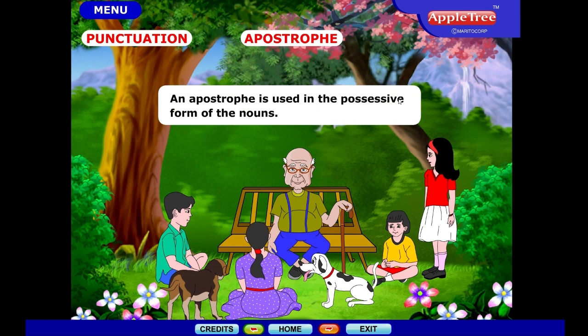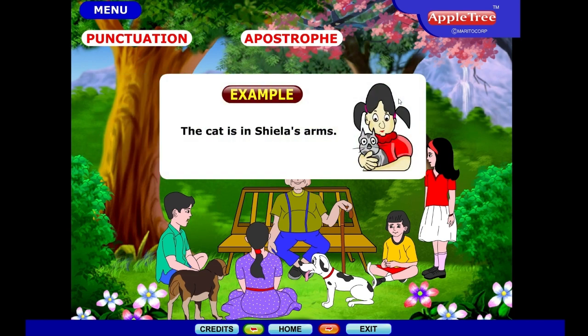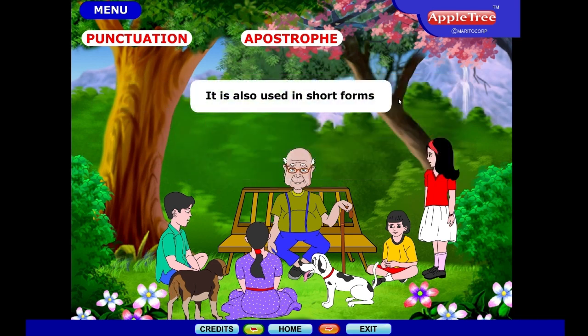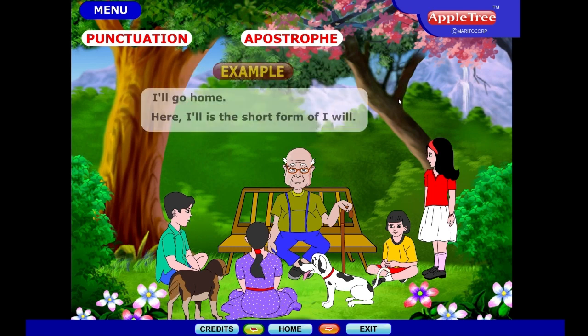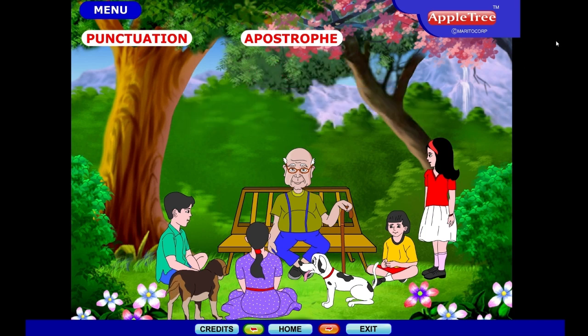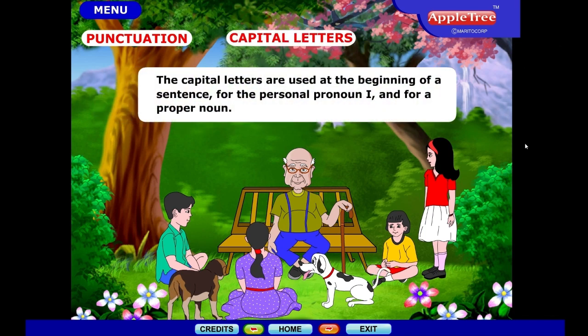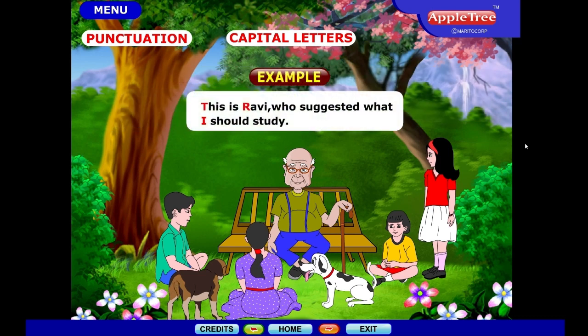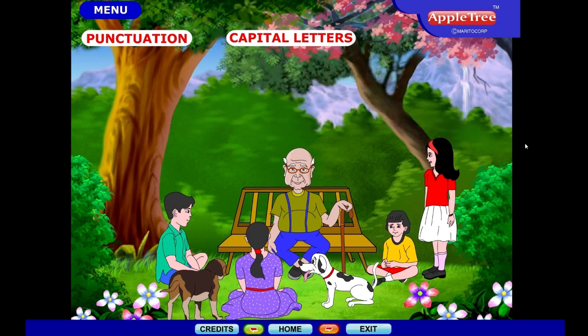An apostrophe is used in the possessive form of the nouns. Example: The cat is in Sheila's arms. It is also used in short forms. Example: I'll go home. Here, I'll is the short form of I will. The capital letters are used at the beginning of a sentence, for the personal pronoun I, and for a proper noun. Example: This is Ravi who suggested what I should study.